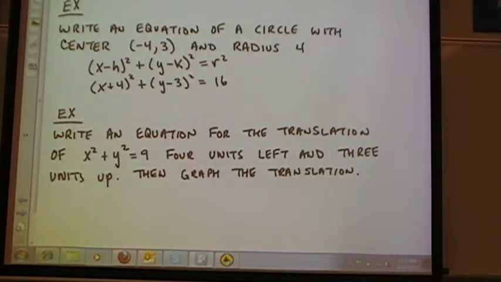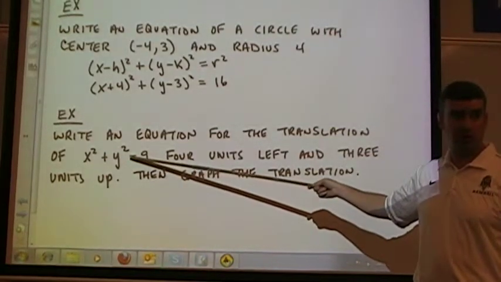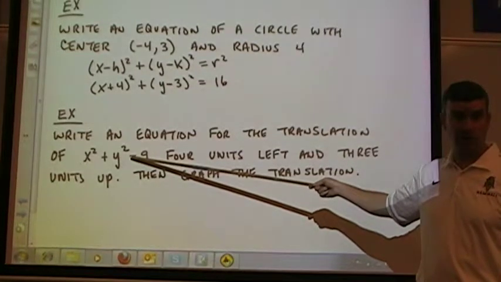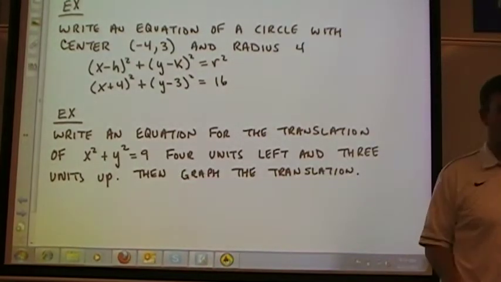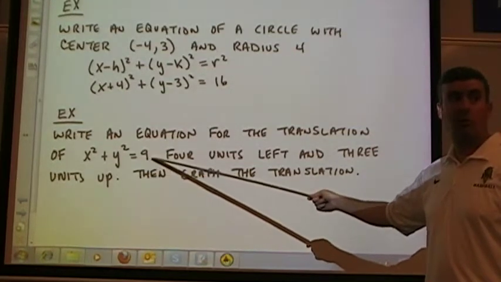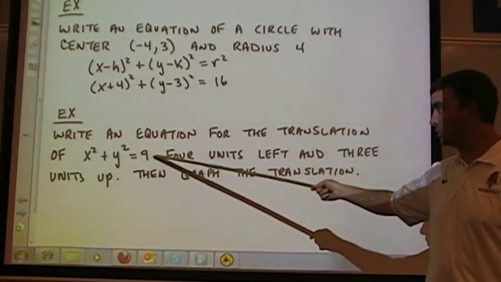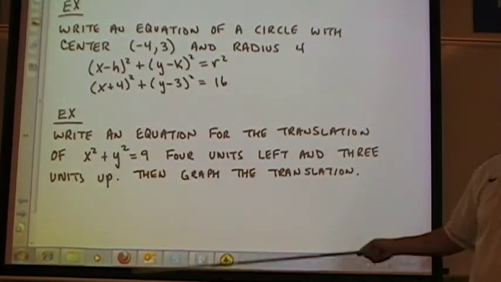Okay. Alright, so write the equation for the translation of x squared plus y squared equals 9. If it's in this form, this is still standard form even though you don't have an h and a k. What's your center? Oh, so it's (0, 0)? Your center is (0, 0) if it's just x squared plus y squared. What's your radius? 9. 3. Because this is r squared. So your radius would be the square root of that, which is 3.